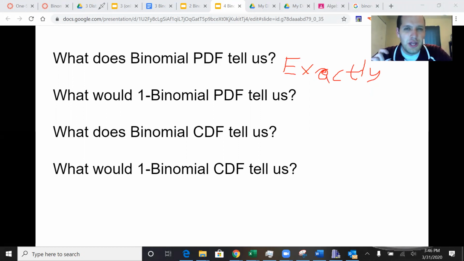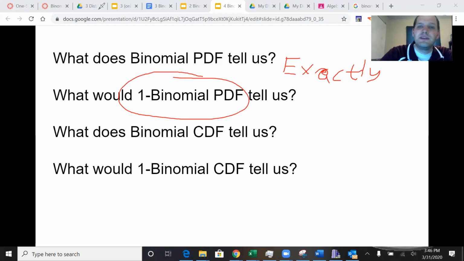Now, if there's a word not in there, what's the probability that exactly 5 of them will not be a 3? That's when you're going to use 1 minus PDF. And the keyword there is going to be not. Okay. Or it could be no or none, something along the lines of that. Okay, not, none, no. Exactly, specifically.